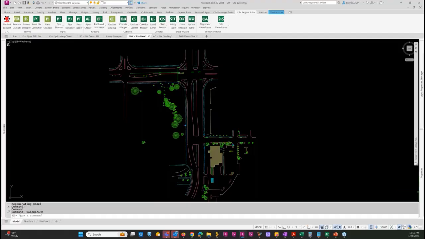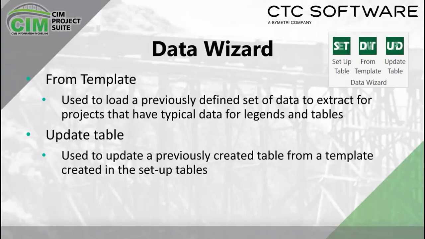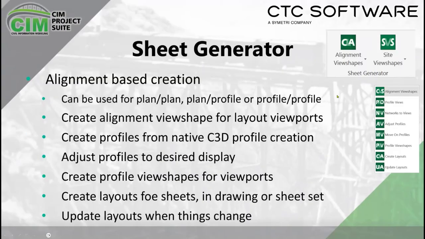So our next tool is our sheet generator. We can automate our sheet production here. It works a little easier, a little better than our view frames natively with AutoCAD. Same principle, but the real power in this is when things change, we can update. We don't have to go back through. We can update those and recreate our layouts.